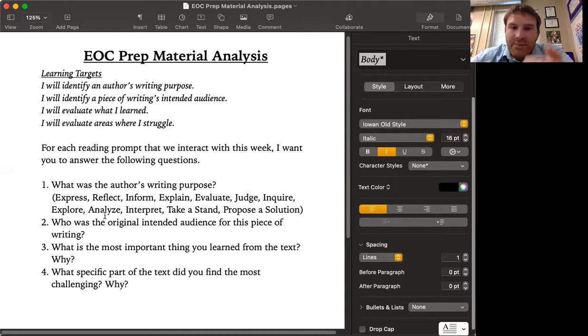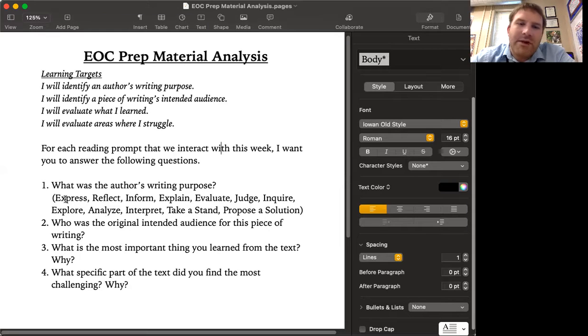So what was the writer's purpose? You can blend some of these purposes because occasionally purposes can be blended, but any of these would apply. You just need to make sure it's accurate because if it is expressing or reflecting, it's probably not inquiring, exploring, et cetera. But basically any of these would apply: express, reflect, inform, explain, evaluate, judge, inquire, explore, analyze, interpret, take a stand, propose a solution. You just have to put any of those down that apply, and there you go.